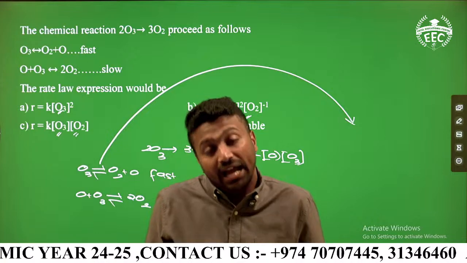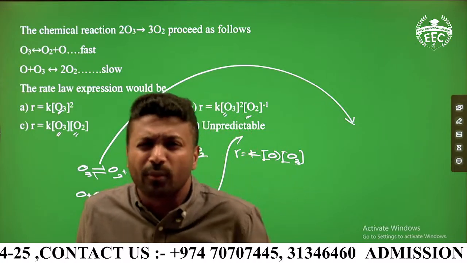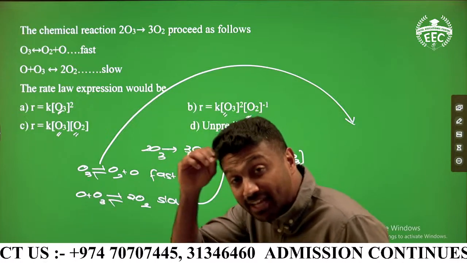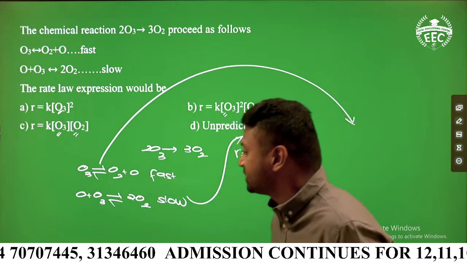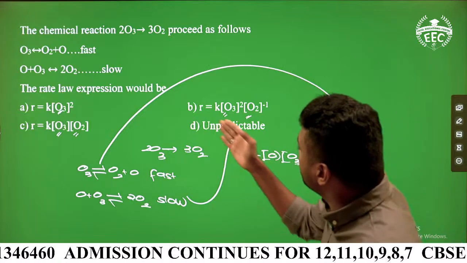having two steps, and I know the rate law of a complex reaction depends only on the slower step. Here the slower step is the second step, and its molecularity will be the same as its order. So R is equal to K into the concentration of O into the concentration of O3. Fine. See, one more thing. The problem is the options do not contain these terms.